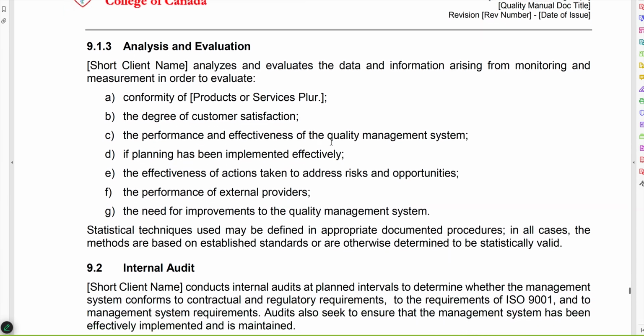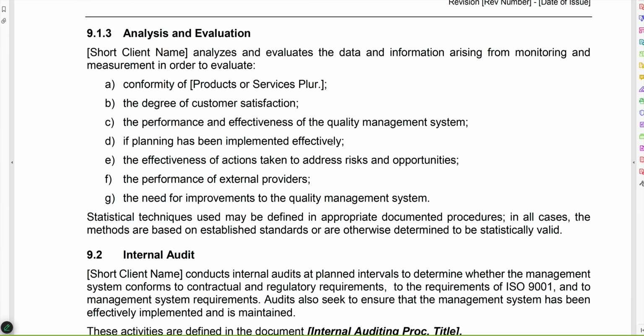Now, related to section 9.1.3, analysis and evaluation, the company is going to analyze and evaluate the data and information arising from monitoring and measurement in order to evaluate the conformity, the degree of customer satisfaction, the performance and effectiveness of their quality management system. And of course, if their planning is done properly and effectively.